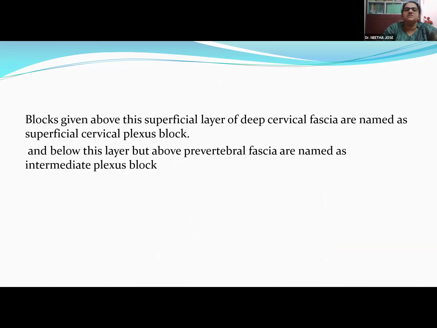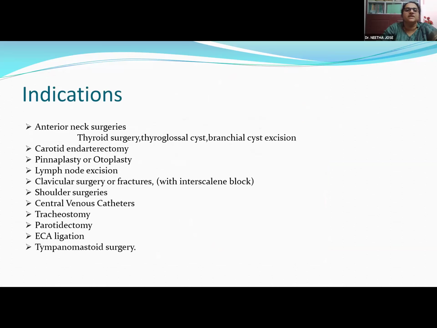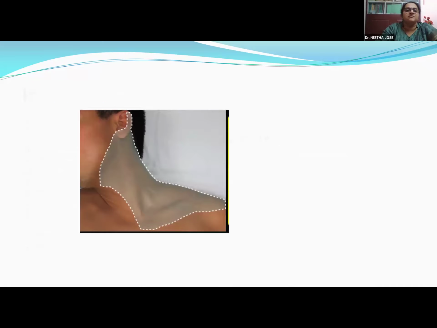Coming to the indications of cervical plexus block, they are anterior neck surgeries, mainly thyroid surgery, thyroglossal cyst, branchial cyst excision, carotid endarterectomy, pinnaplasty, lymph node excision in neck, clavicular surgery or fractures, and shoulder surgeries along with the interscalene block, central venous catheter insertion, tracheostomy, carotidectomy, external carotid artery ligation, and tympanomastoid surgery. So this is the area of the skin which is supplied by the cervical plexus.